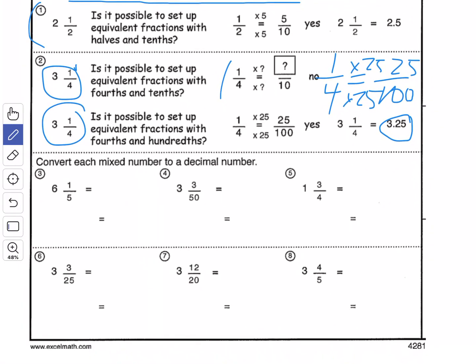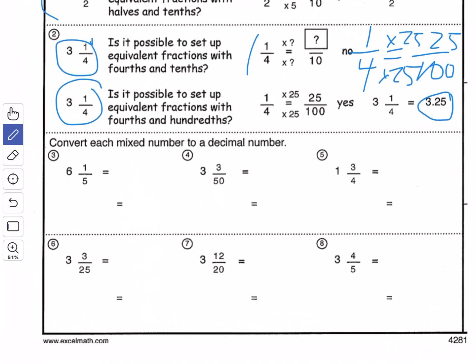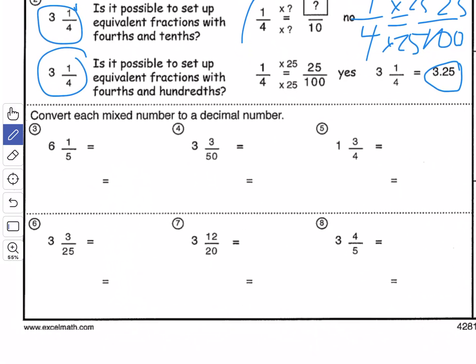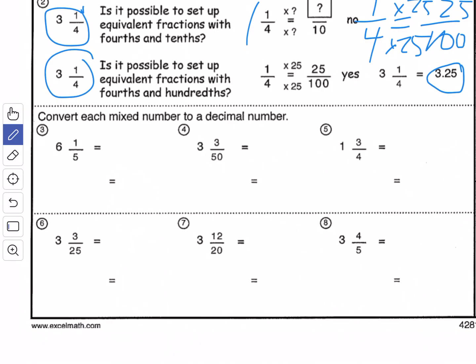All right, now we're going to try some of these. Hopefully you were watching that. If you missed some of it, rewind it, back it up, and watch it again so you can get that into your head before you try some of these hard problems down here.